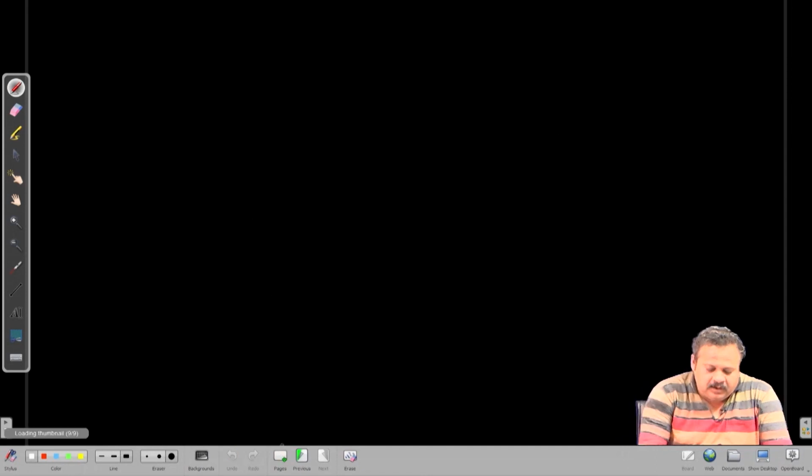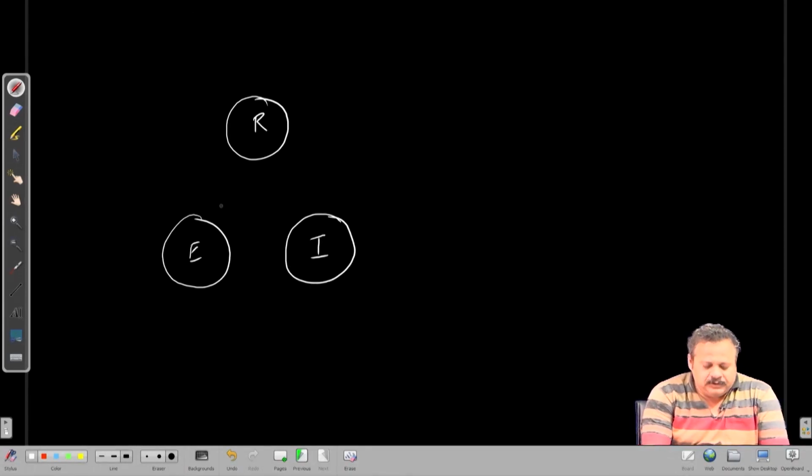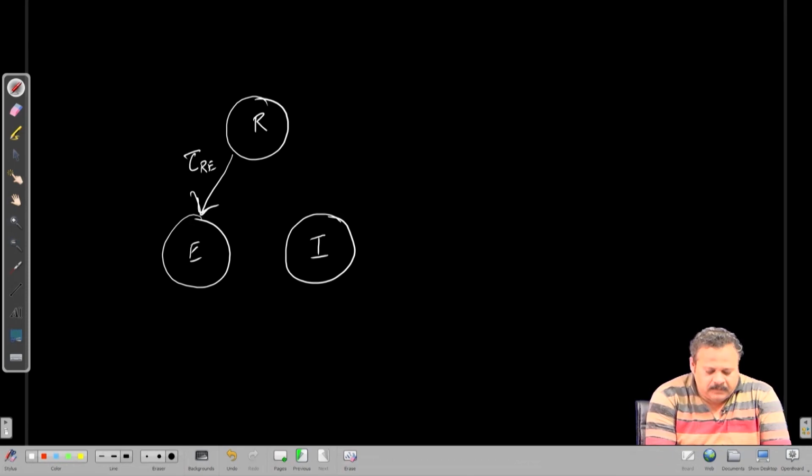So, if we think of this as a 3-state model, that is, we have the recovered pool, we have the effective pool, and we have the inactive pool. So, we have a time constant here, let us say tau R E. From E to I, we have a time constant tau E I, and from I to R, we have a time constant of tau I R, sorry.